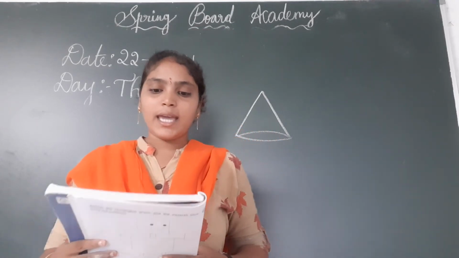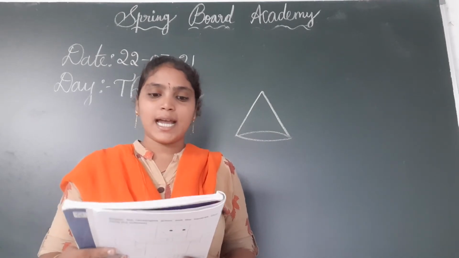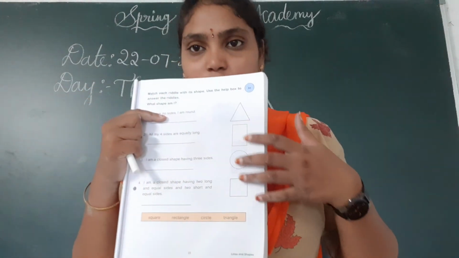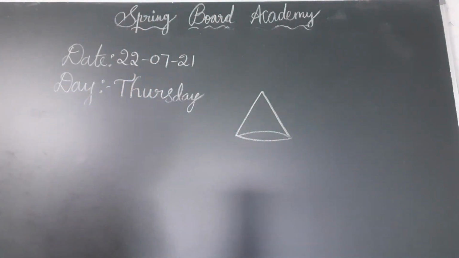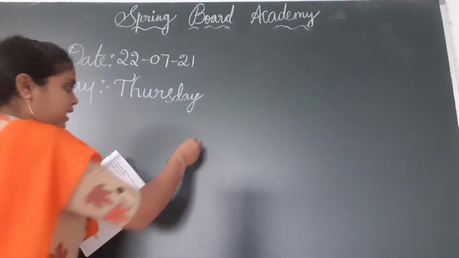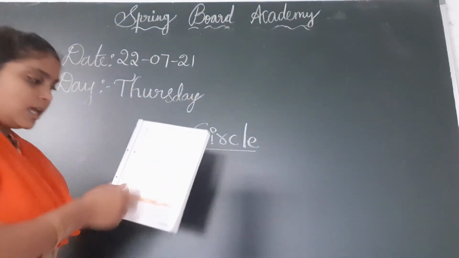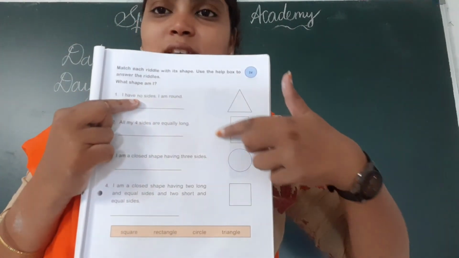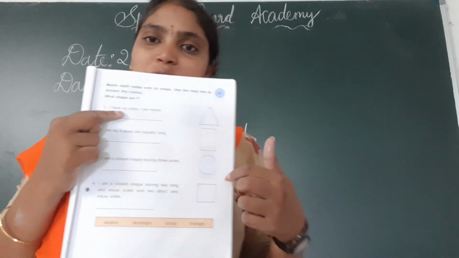First one: I have no sides and I am round in shape. Among these four, which has no sides and is round in shape, children? Yes, circle is round in shape and has no sides. So the answer of the first riddle is circle. Use the help box to write it here, children. Everyone write circle and match the first one with circle. Is it clear?